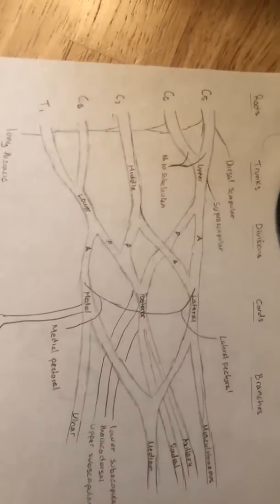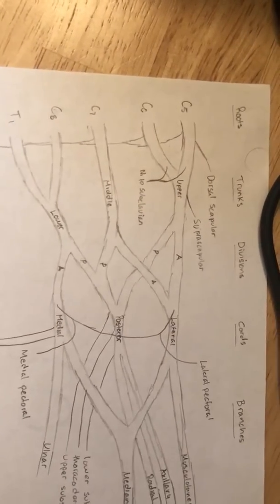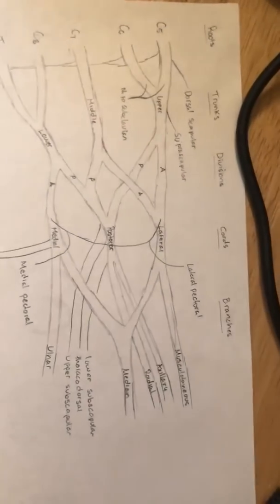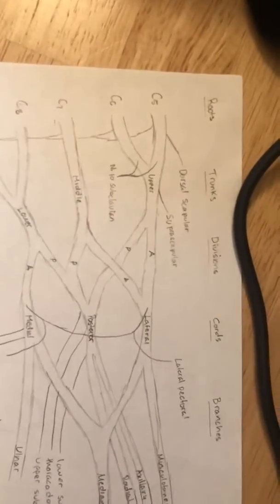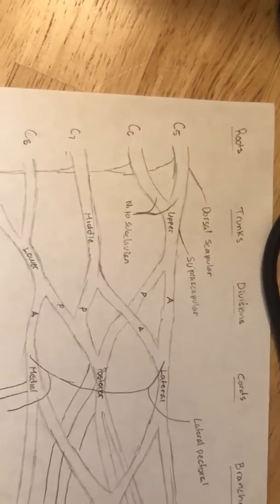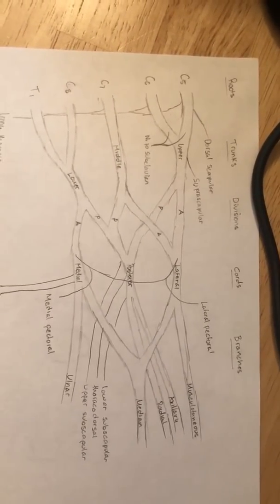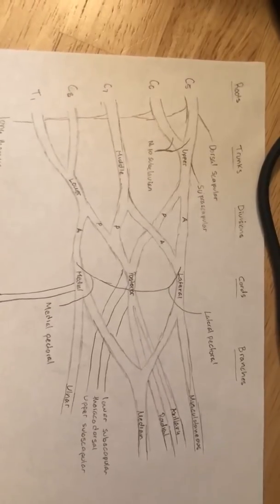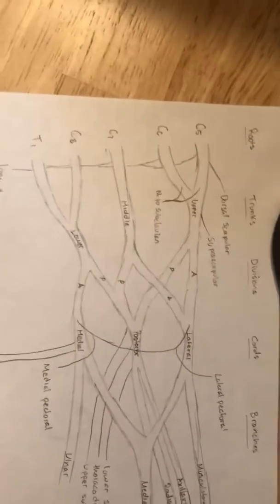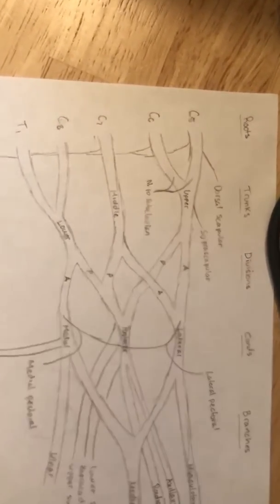So that's the brachial plexus summed up, hopefully well and correct, but a very interesting and integral part of the arm and the muscles, and I think it's pretty cool. So hopefully I covered everything that you needed to know, from roots, trunks, divisions, cords, and branches, and then all of the separate nerves that come off of it.